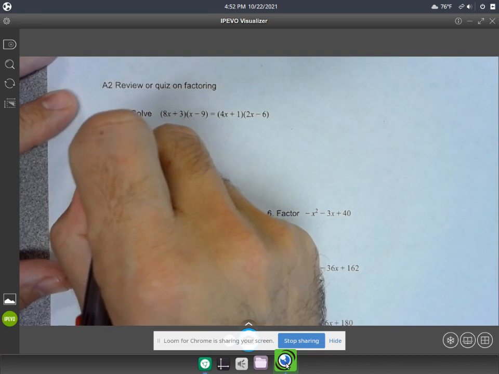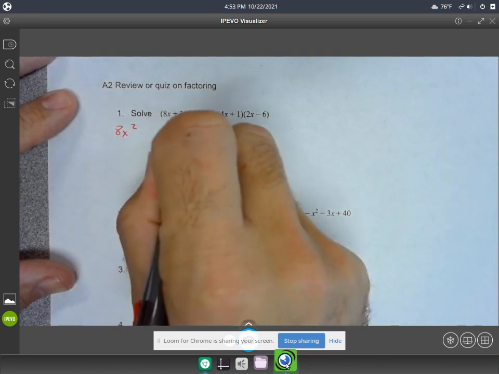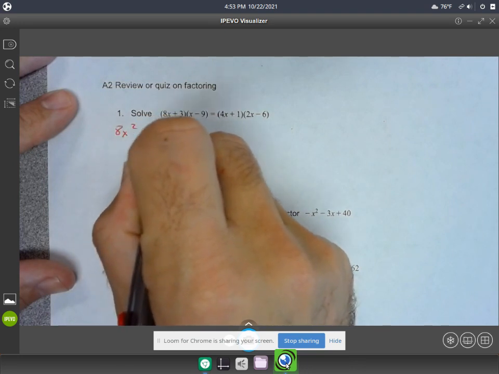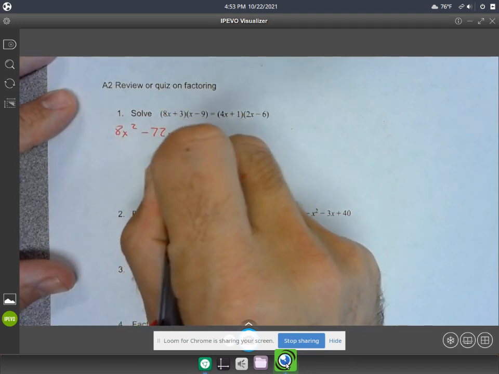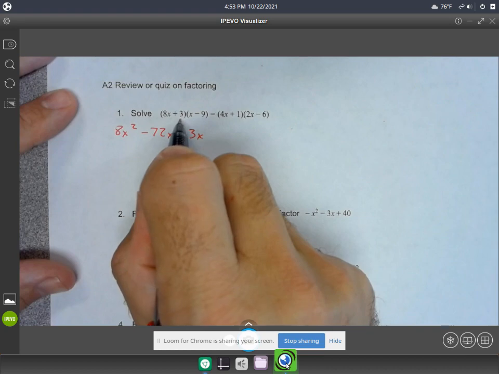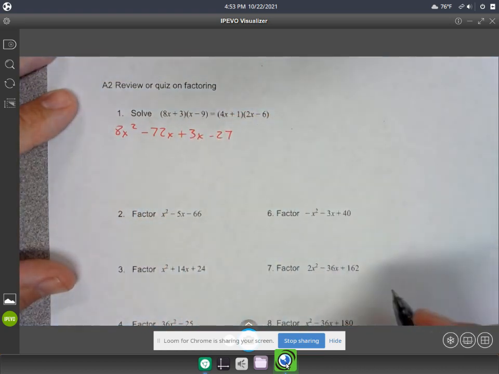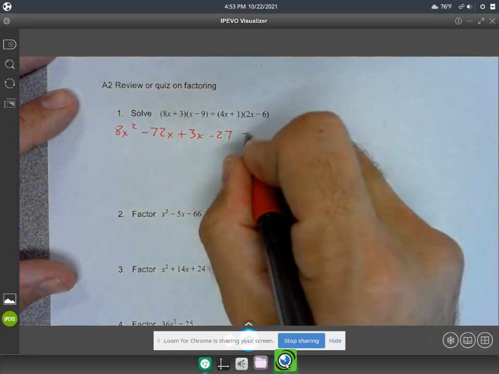So I get 8x squared, 8x times x. 8x times the negative 9 will be negative 72. And then a plus 3x. And then 3 times negative 9 will be negative 27. All right, that's the left-hand side.